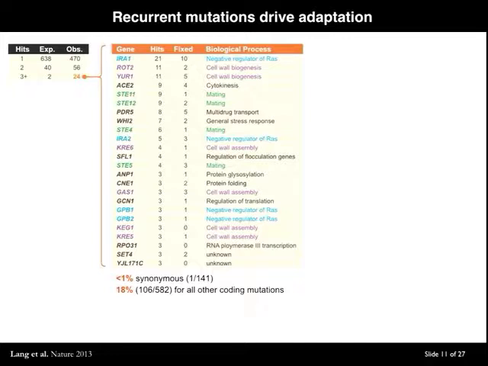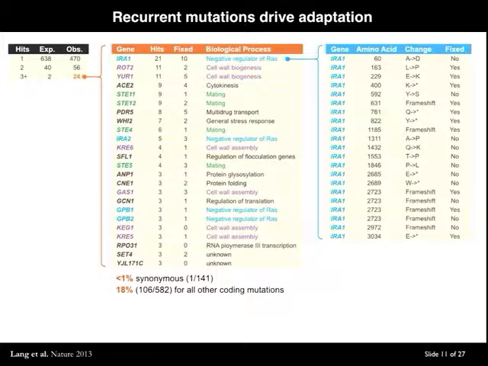Of the 141 mutations that occur in these 23 putative drivers, only one of them is synonymous. There's a very high dN/dS, compared to 18% synonymous for all other mutations. So when these genes are being mutated, likely their function is changing. Again, that's additional evidence that these are probably drivers of adaptation.